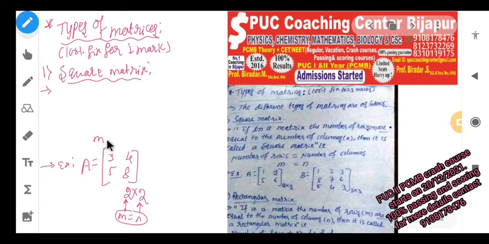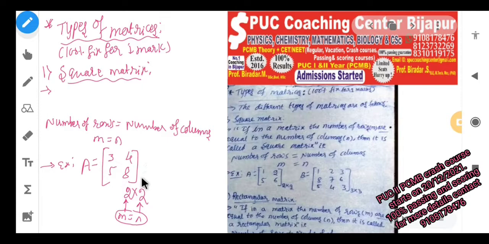Let us go in reverse. m is equal to n means the number of rows is equal to the number of columns in a matrix, then we are going to call that a square matrix. This is the definition. Okay, I will show it in reverse, see. The number of rows is equal to the number of columns. Then that type of matrix we are going to call a square matrix.